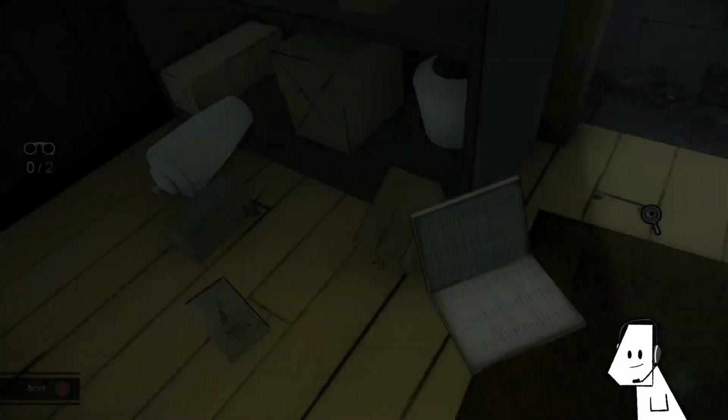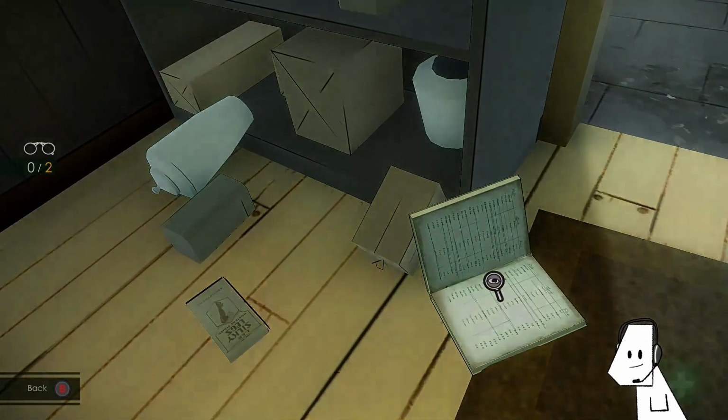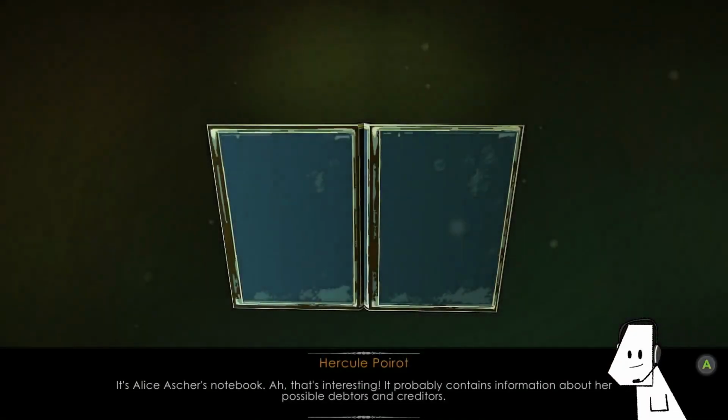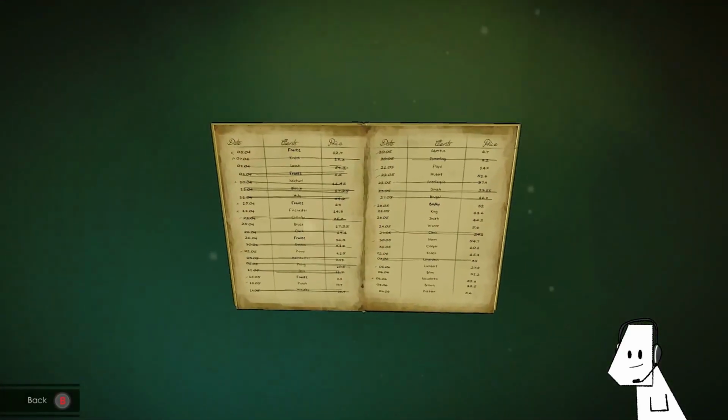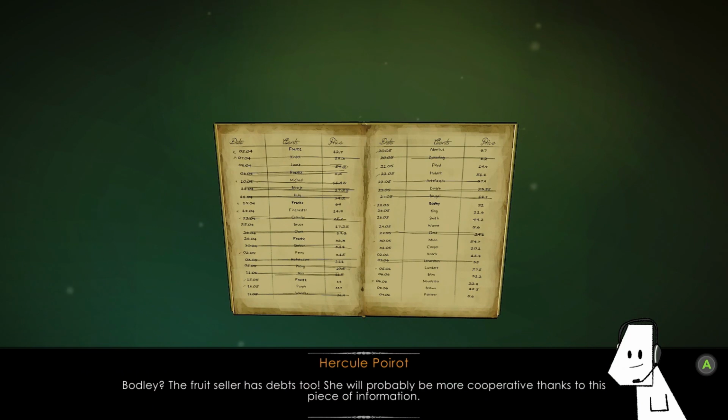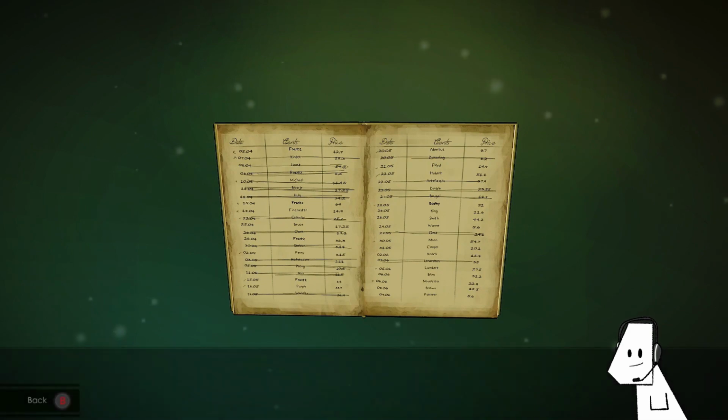Maybe there's something in this that he's just knocked over. What are we looking at here? It's Alice Asher's notebook. That's interesting. It probably contains information about our possible debtors and creditors. Interesting indeed, Monsieur Poirot. So, Bodley, the fruit seller has debts too. She will probably be more cooperative thanks to this piece of information.